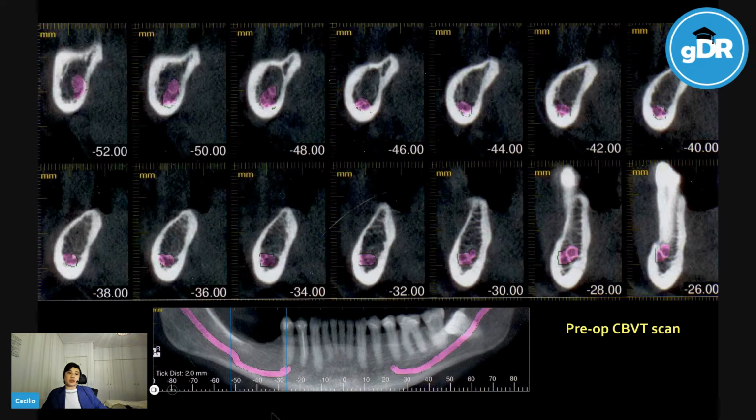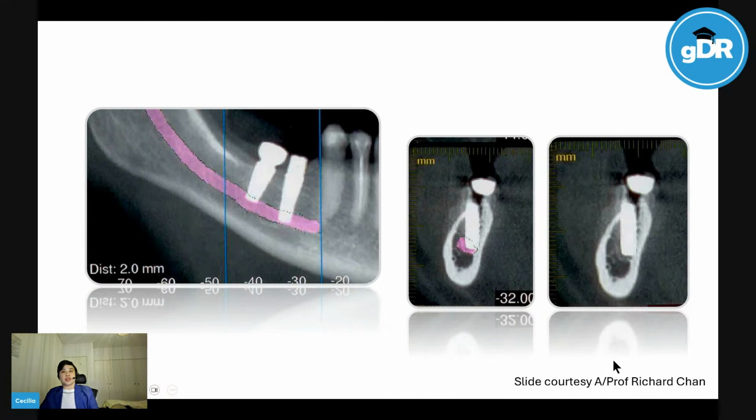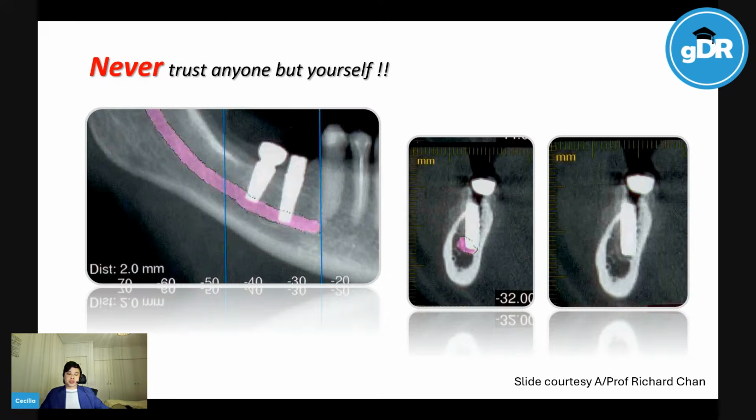Okay, so this case, unfortunately, ended up with a complication because the dentist followed the pink line drawn by the radiologist, but the pink line was wrong. So this is a terrible, terrible implant complication because the patient is basically numb forever. And it's iatrogenic, caused by the dentist. And this is a very good dentist, so it can happen to anyone. So never trust anyone but yourself.